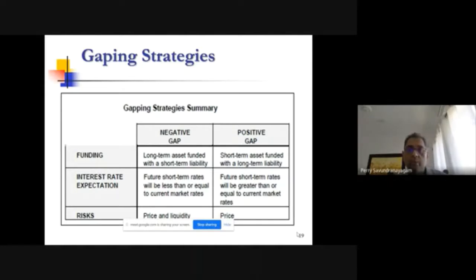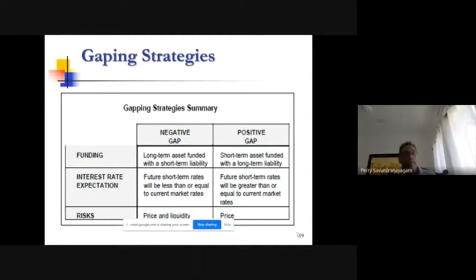In a negative gap situation, you create long-term assets against short-term liabilities. You expect interest rates will be less in the future, so you want to lend as much as possible. Your risks are that the view goes against you and that liquidity also dries up. When you have to renew your deposit, you might not be able to find funding to fund your assets. In the positive gap scenario, I said price is the main risk, because you're already creating enough liability, so you have the liquidity.